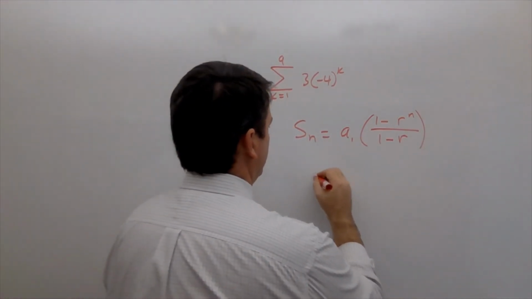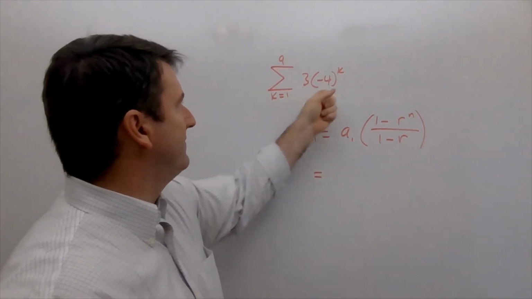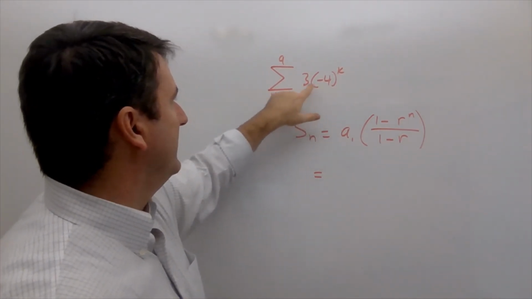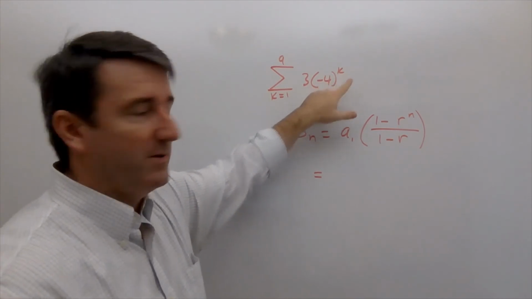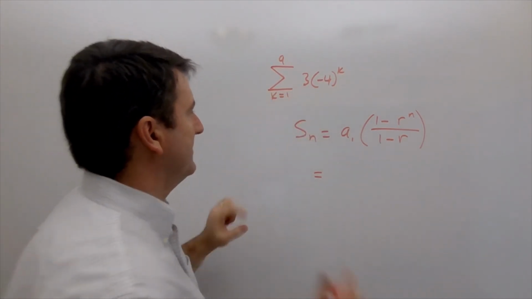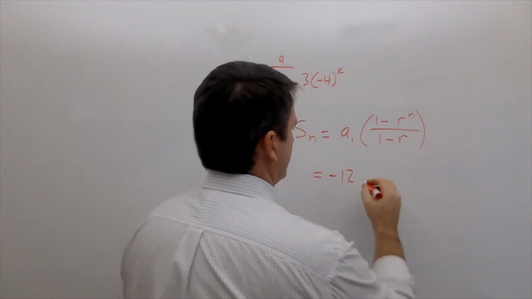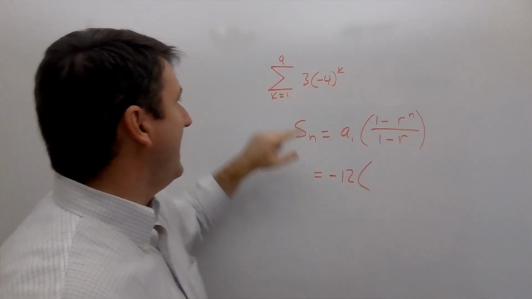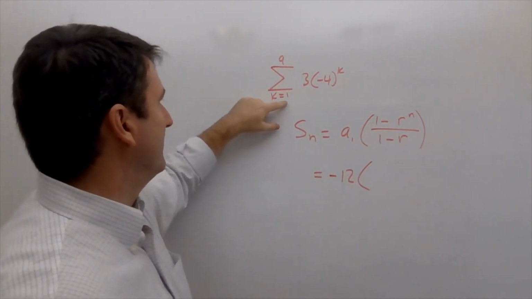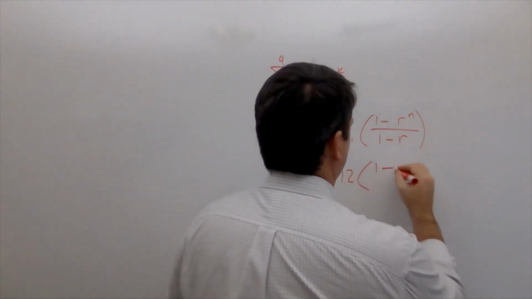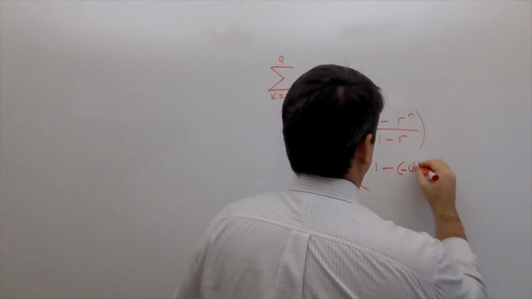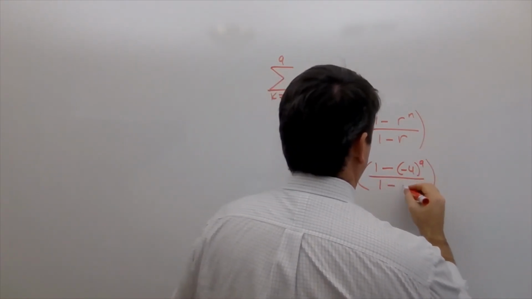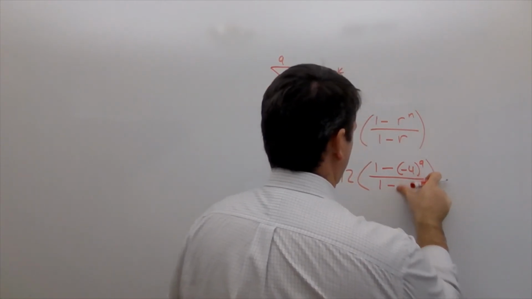And now what we need to do for this one is first figure out what that first term is going to be. So if we plugged in 1 for k here, we get 3 times -4 to the first power. So -4 to the first power is -4, times 3 is -12. So our first term is -12. And then we can see that the r is here, and our n is going to be 9 because we've got 9 terms from the first term up to the 9th term. So we've got 1 minus -4 to the 9th power divided by 1 minus -4. So let's just write that as 1 plus 4.